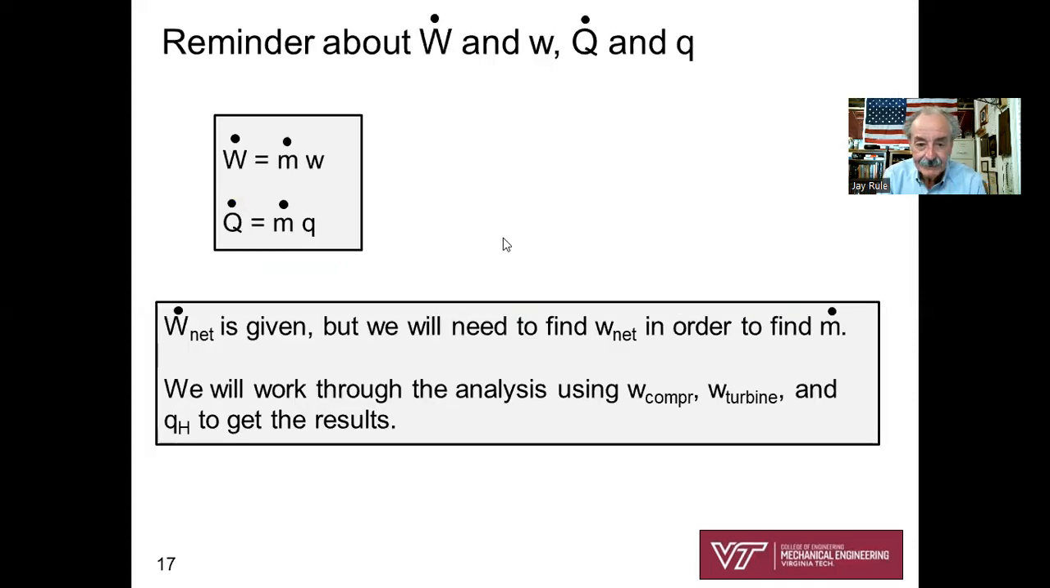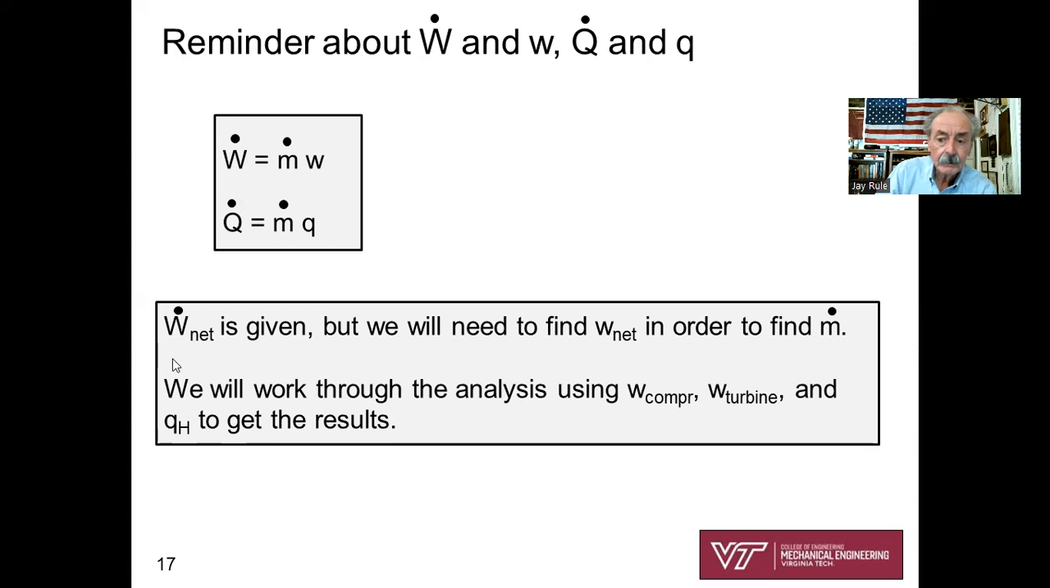So a quick reminder about Ẇ versus little w and Q̇ versus little q, because this is going to be throughout the solution. Remember, Ẇ, the power, is equal to the mass flow rate times little w. What units will little w have? Kilojoules per kilogram. Ẇ should then have units of kilowatts.